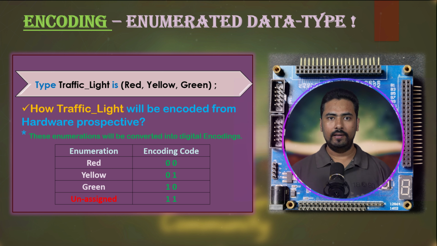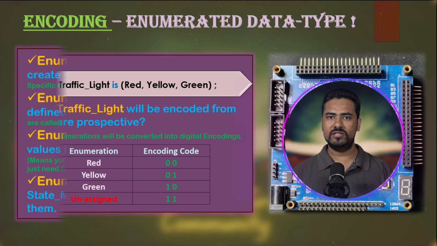Next important thing is encoding. For example, state red is encoded as 00, yellow is encoded as 01, green is encoded as 10, and 11 is an unknown state here because we have only three values. As we have only defined three states in this data type, assigning 11 would result in undefined behavior. Note that this is just an example. The exact implementation might vary depending on the synthesis tool.